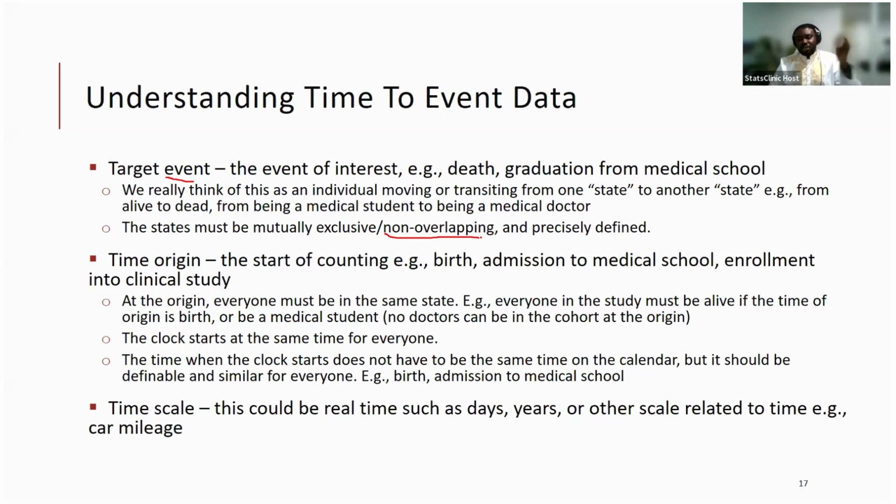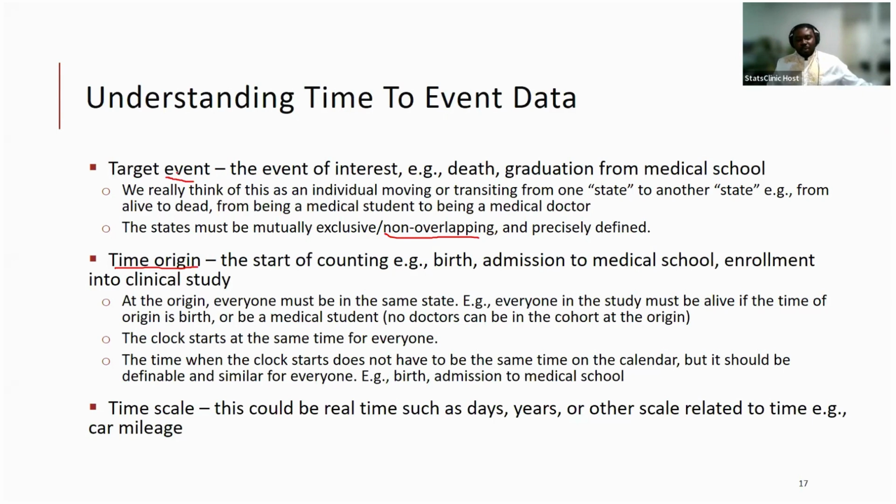Or maybe from the beginning of your study, it might be that you're starting your study from the time when the person is diagnosed with hypertension. From that date is a time origin. Okay? The time origin is very critical in defining when the person enters the first state that you're looking at. And at the time when they transition to another state, okay, that is a target event. When they move from being a medical student to being a medical doctor, that's a target event. The time origin is when they become the medical student. That's when you start counting from.